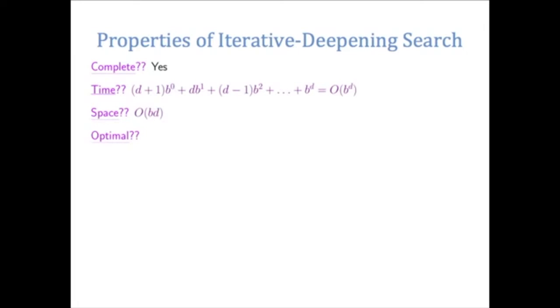But here's the cool part. The space is only O of b times d. It's linear, whereas the space for breadth first search was O of b to the d. How about optimal? Well, yes, if the step cost is 1. And basically, we can modify this to explore a uniform cost tree.